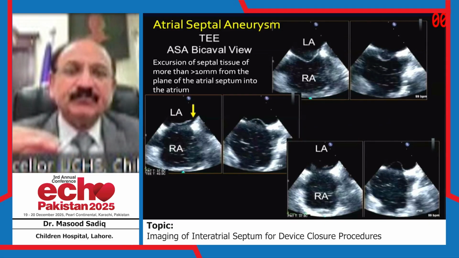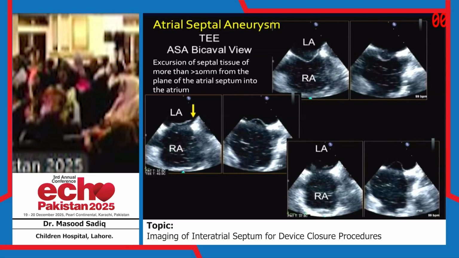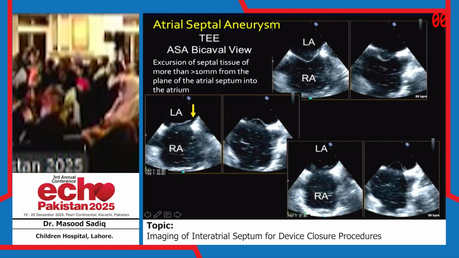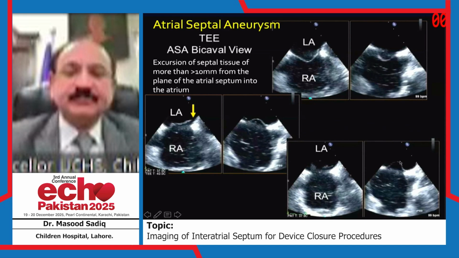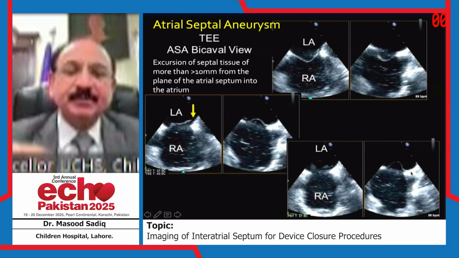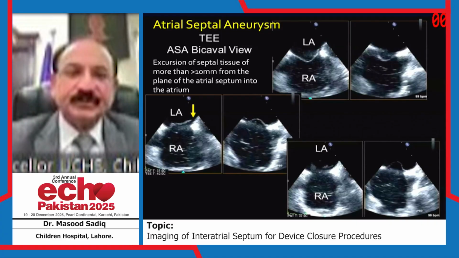Sometimes you are confronted with an atrial septal aneurysm, where particularly in the bicaval view, you will see that the excursion of septal tissue is more than 10 millimeters from the plane. That's where I think we need to be very careful in terms of sizing, because then you really need to size it from here to make sure that you select an appropriate size PFO device for closure of these patients.